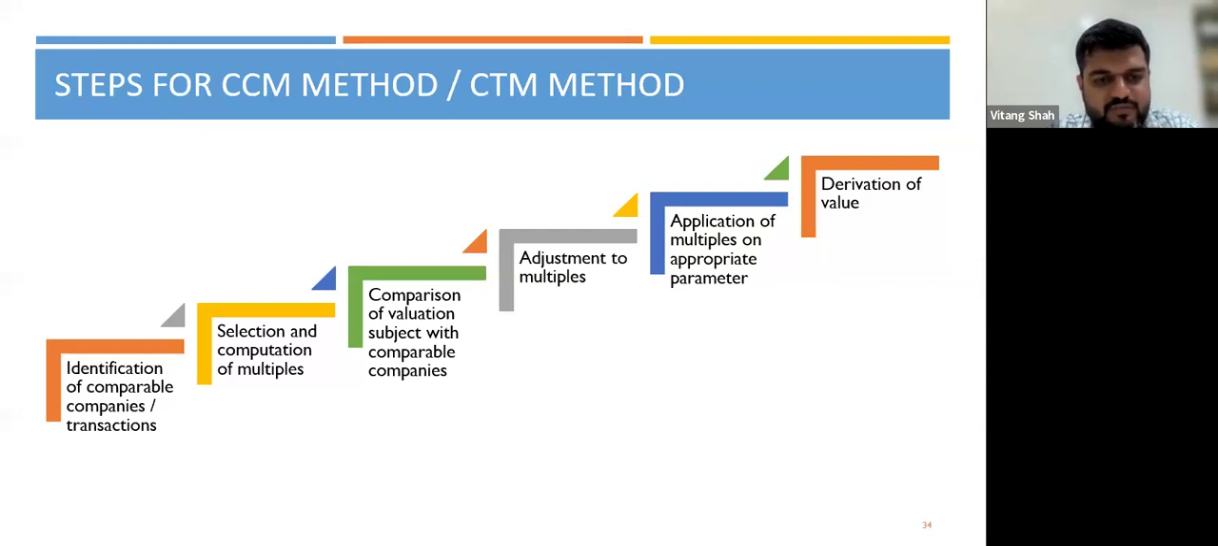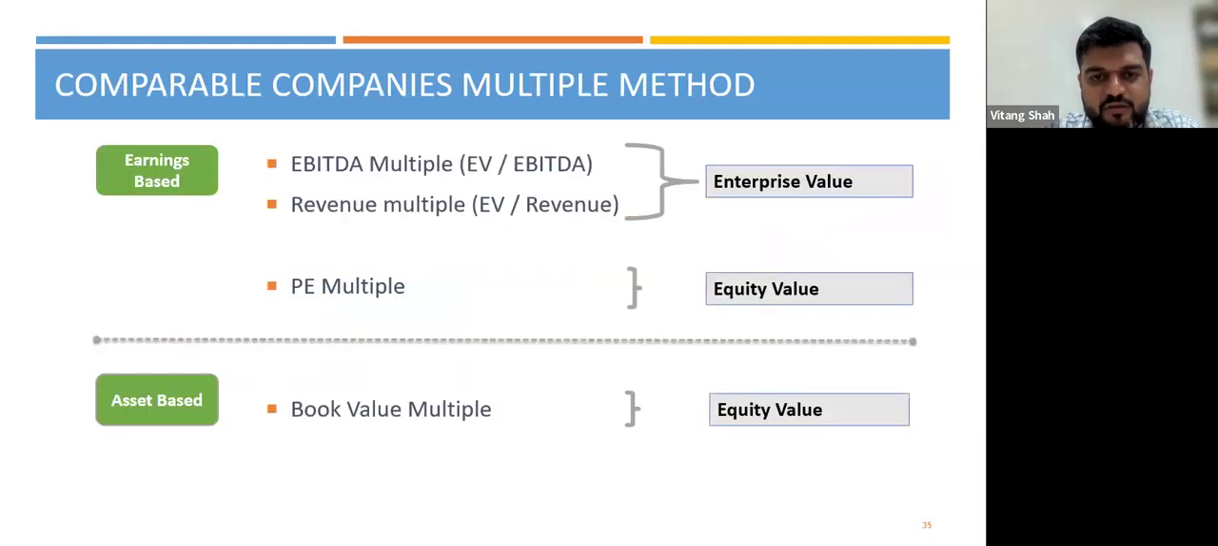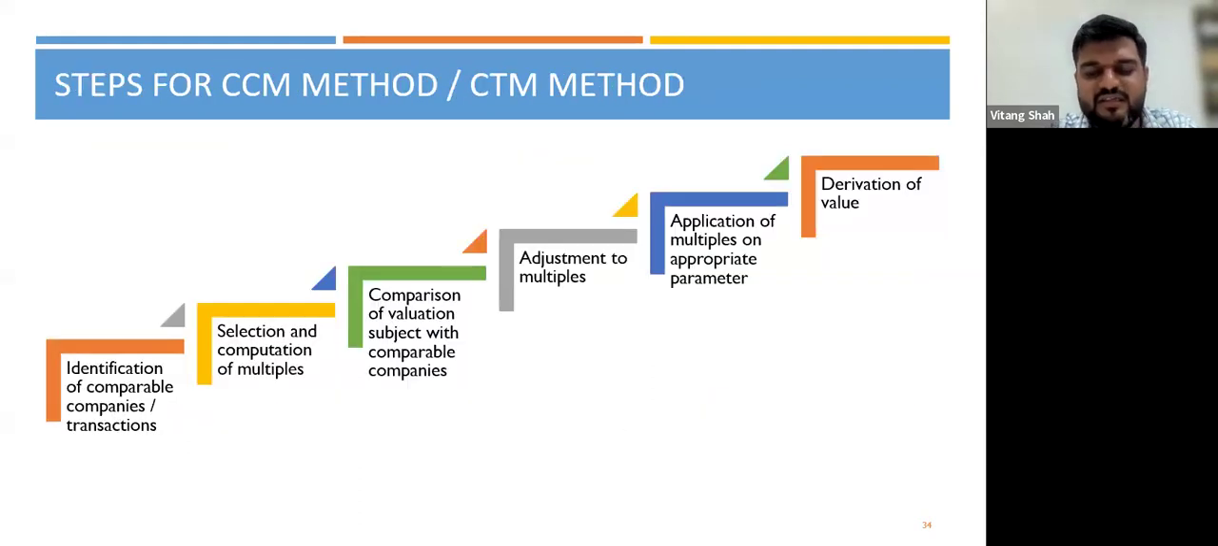Once you have selected the companies, you compute the multiples, say the profit multiples, the revenue multiples, or the transaction multiples, based on the industry parameter. Once you have done that, you compare the company which you are valuing against the listed ones in terms of the parameters. Then you may have to suitably adjust the multiple, because the subject company which you are valuing is an unlisted company, so it may not necessarily transact at the same multiple at which a listed company is traded.